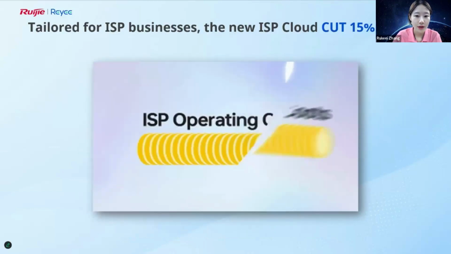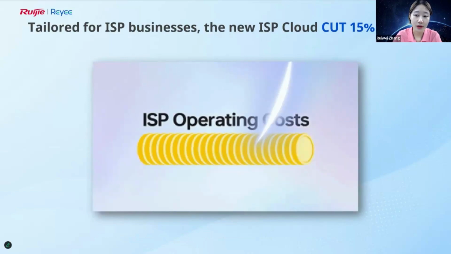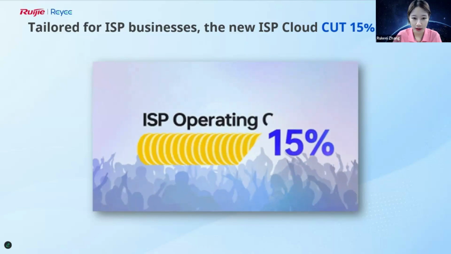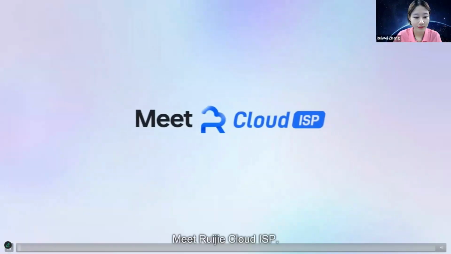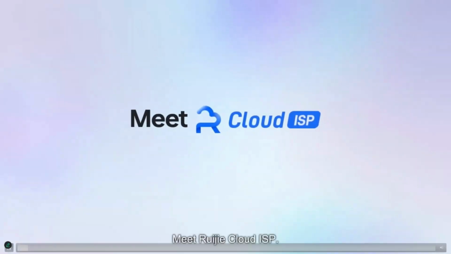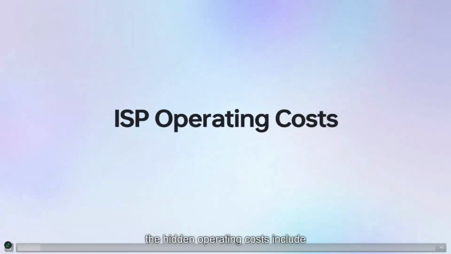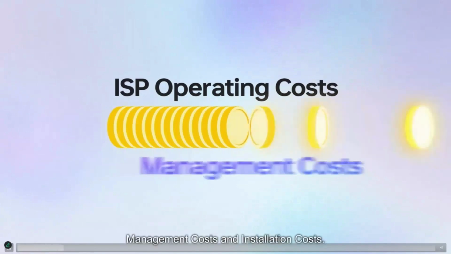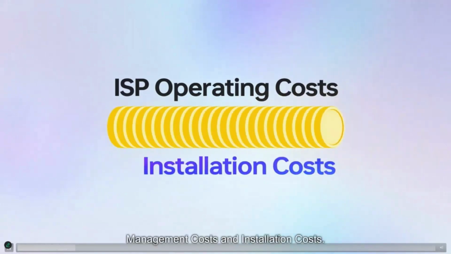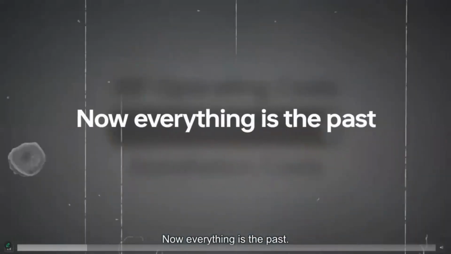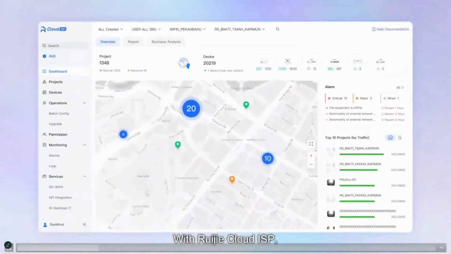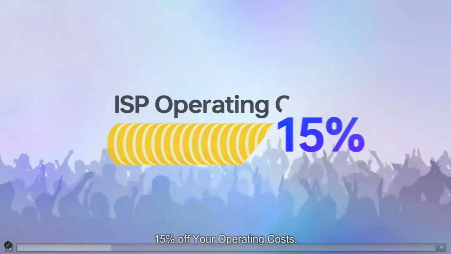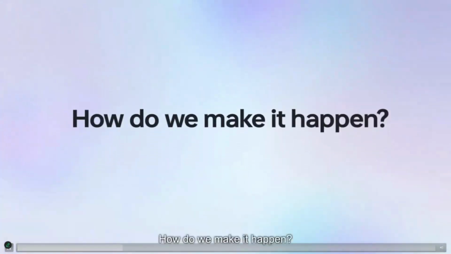Okay. So friends, if you have experienced any of the issues we just mentioned, then Ruijie Cloud ISP is truly what you need. Meet Ruijie Cloud ISP. For ISPs, the hidden operating costs include bandwidth setup, device procurement, management costs, and installation costs. Now, everything is in the past. With Ruijie Cloud ISP, 15% off your operating costs. How do we make it happen?